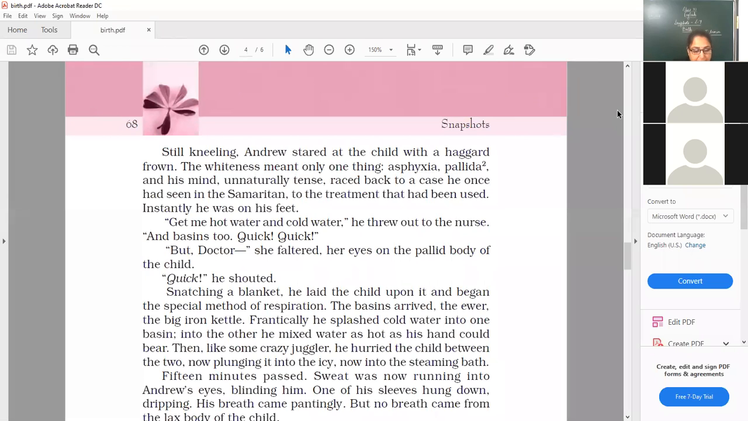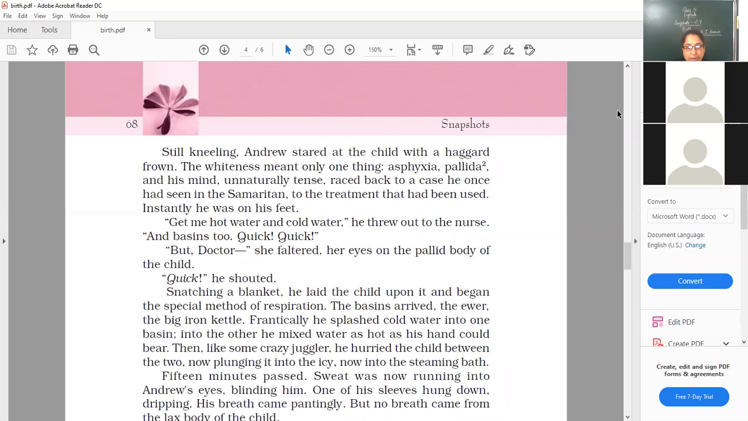You can underline, dear children. This is a jug sort of thing, right? A vessel again, and a big iron kettle. And frantically he splashed cold water into one basin. Frantically, quickly, again quickly, he splashed cold water into one basin, into the other.